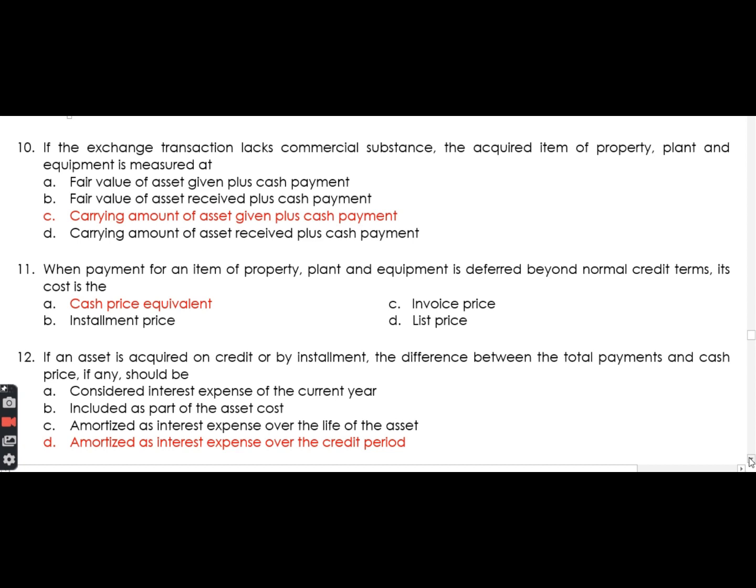If the exchange transaction lacks commercial substance, ibig sabihin walang pinagkaiba yung cash flow characteristics or yung benefit na madederive natin. So, gagawin na lang natin yung huling G sa GRG. So, that's going to be the book value or carrying value given up plus cash paid less cash received. So, that's going to be letter C.